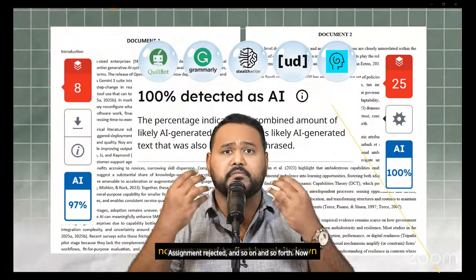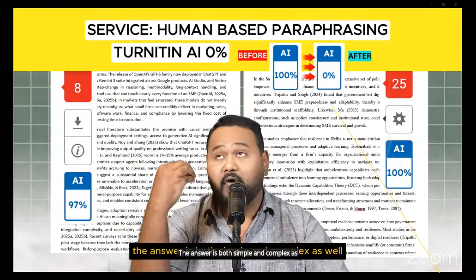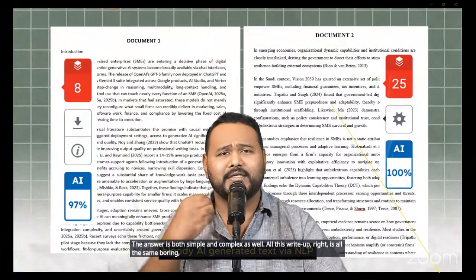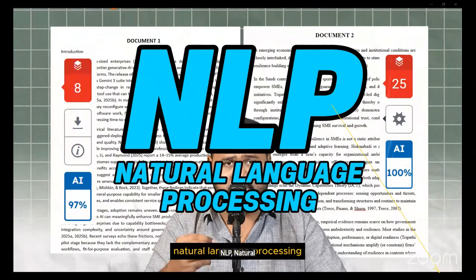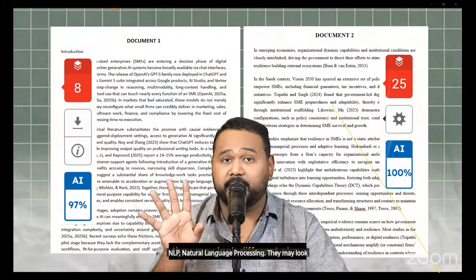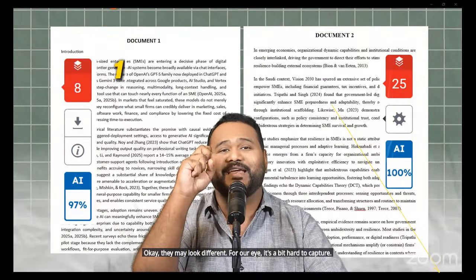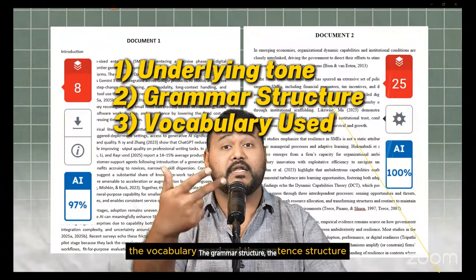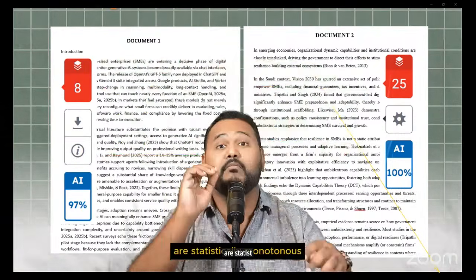Now we need to first break it down. What is the problem? The answer is both simple and complex. All this write-up is the same boring AI-generated text via NLP, natural language processing. They may look different. For our eyes, it's a bit hard to capture. But the underlying tone, the grammar structure, the vocabulary used, and the sentence structure are statistically monotonous.